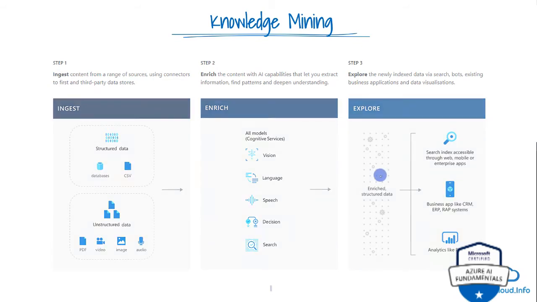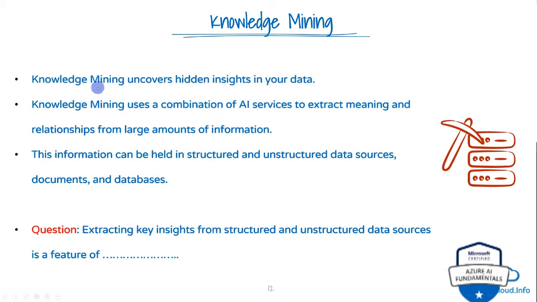So without going into much detail, from an exam perspective, you just have to understand that knowledge mining uncovers hidden insight in your data. Knowledge mining uses a combination of AI services, as we just discussed, vision service, NLP service, or different types of cognitive service, to extract meaning and relationships from a large amount of information. So it extracts meaning, and it also extracts relationships. It also relates how all these different documents are related to each other. This information can be held in structured and unstructured data sources. It may be documents and databases also.